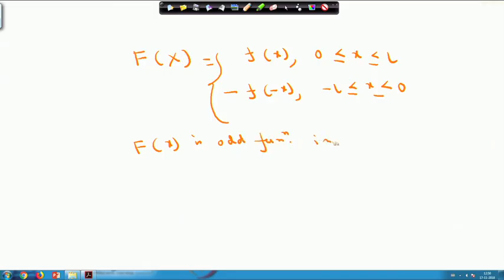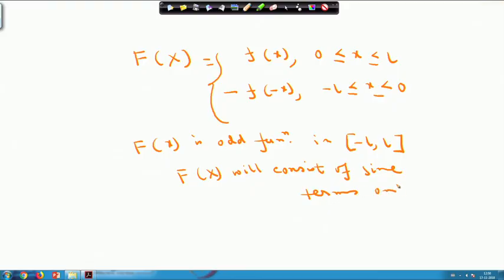An odd function in the interval minus L to L. So, now I know capital F x is consisting of only sine terms. In this case, F x will consist of sine terms only.